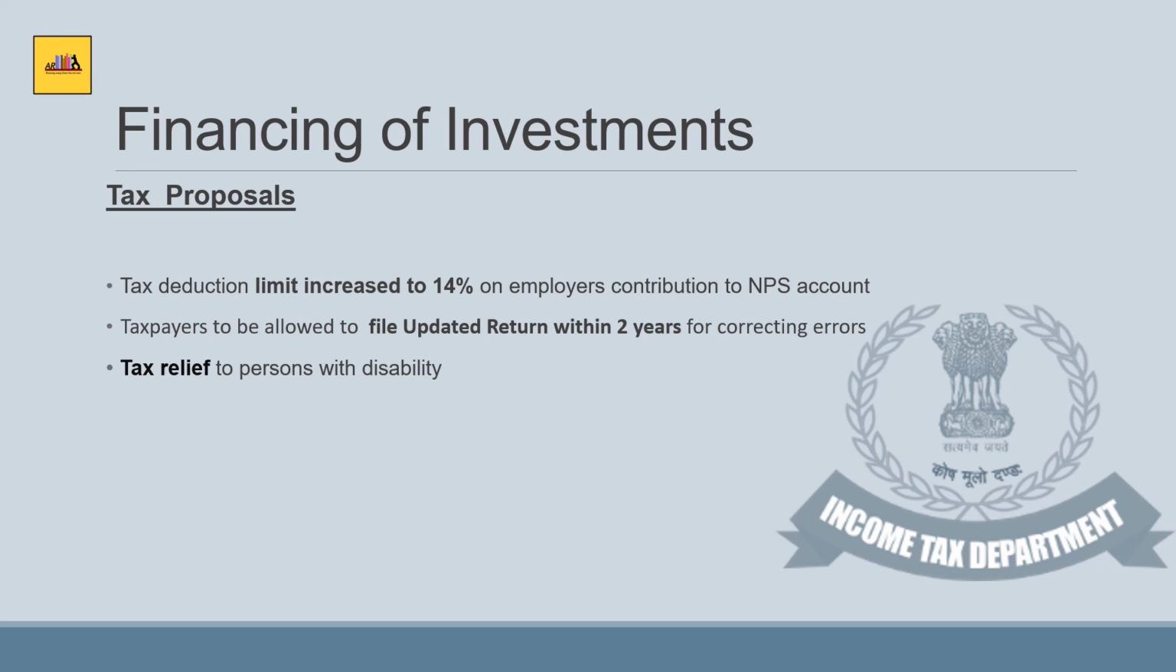A brief look at the tax proposals. The tax deduction limit on employers' contribution to NPS account has been increased to 14%. The taxpayers have been granted the liberty to correct the omissions within 2 years. Persons with disability have been provided relief in taxes. However, 1% TDS will be charged on transfers of virtual assets above a threshold.